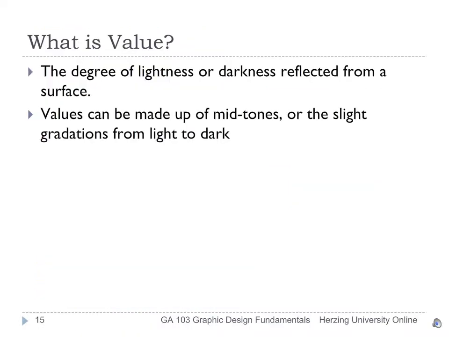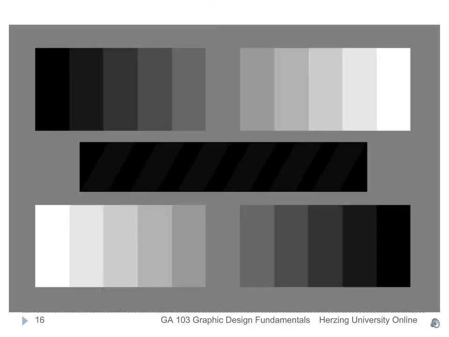Next, we will discuss value. Value is the degree of lightness or darkness reflected from a surface. Values can be made up of midtones or slight gradations from light to dark. Here we see a gray scale value scale. Notice how we go from pure white to pure black.